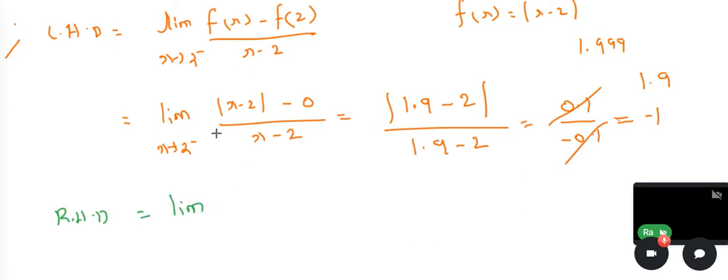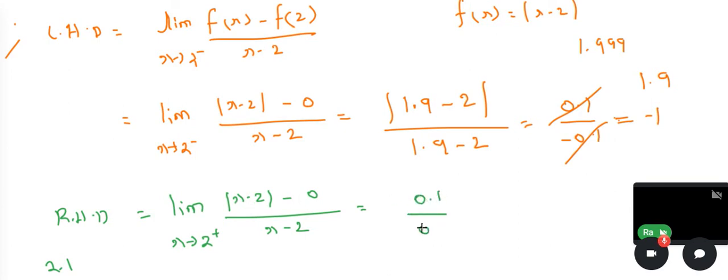Okay, the same formula, I'll just plug it here. This is x minus 2 minus f(x), that is 0 again, divided by x minus 2, but this time x approaches 2 from the plus side, that is from the right hand side, a little bit greater than 2. You can take some random values like 2.1. If you take 2.1 and plug it here, this is going to be 0.1 and this is also going to be 0.1, which gives you positive 1.